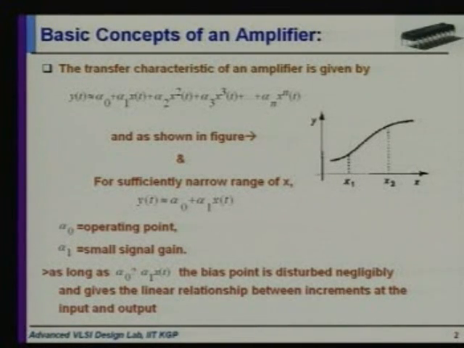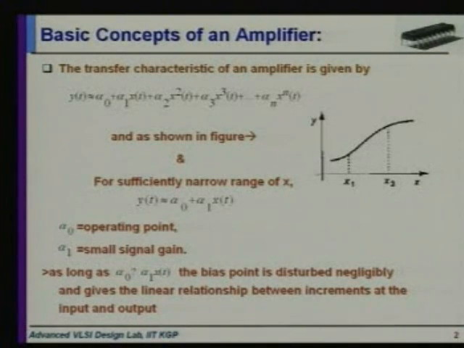We know that the transfer characteristics of an amplifier, that is the relationship between the input signal and the output signal, is given by y(t) approximately equal to alpha naught plus alpha 1 x(t) and some higher order terms. The relationship is given in the figure on the right side. For a sufficiently narrow range of x, we can approximate that equation as y(t) approximately equal to alpha naught plus alpha 1 x(t), where alpha naught is nothing but the operating point, that is the DC bias point of that particular amplifier system, and alpha 1 is the small signal gain.